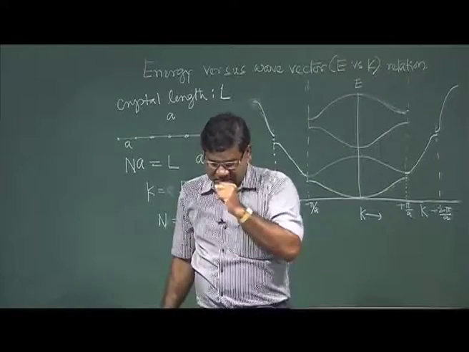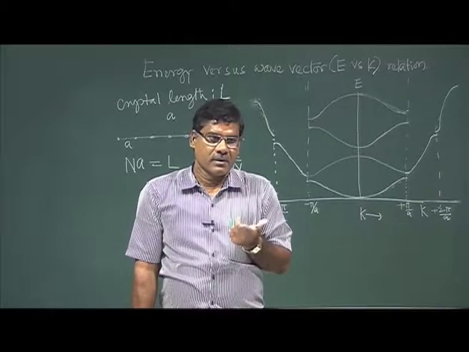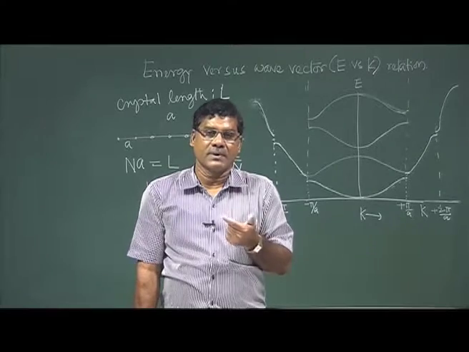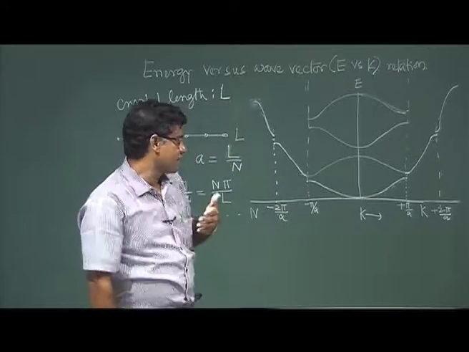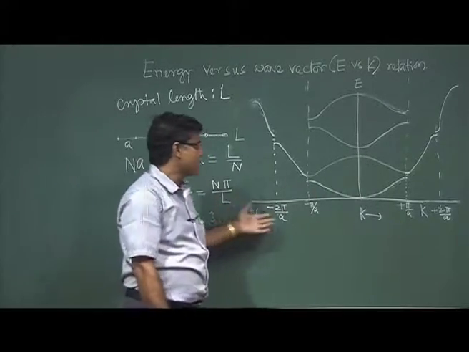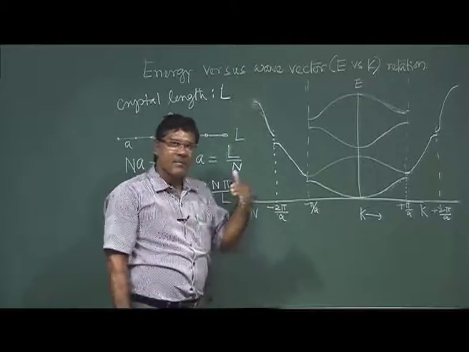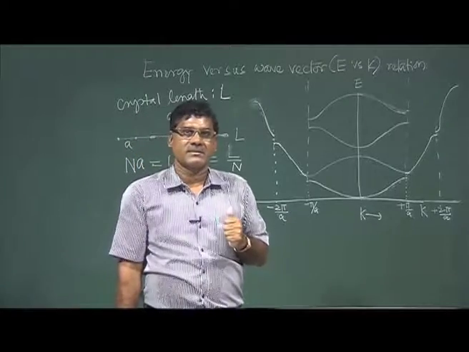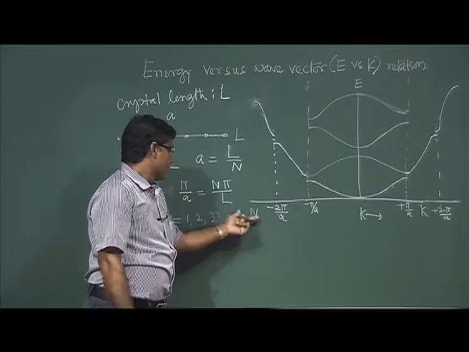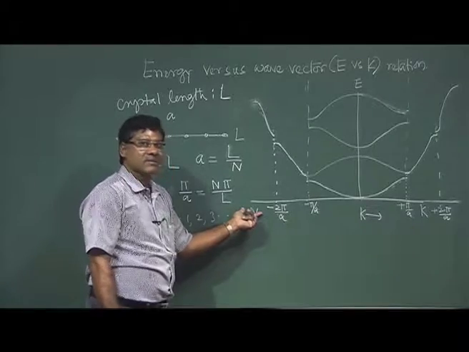So then we can say n number of states. Each k value will represent one state, or each k value will represent one energy. So we will get n number of states, n number of wave functions in the first Brillouin zone, or n number of energy levels, right, because here n number of states are there.